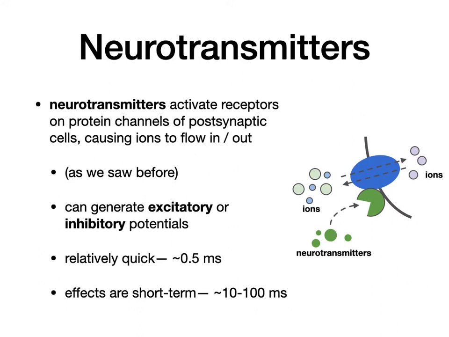So, neurotransmitters, right? They activate the receptors on the protein channels of the postsynaptic cells, causing the ions to flow in and out. Very similar situation to the way that the membrane will itself be triggered by the signals inside the cell. And these can be both excitatory and inhibitory.